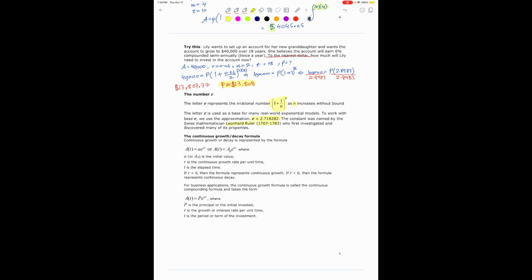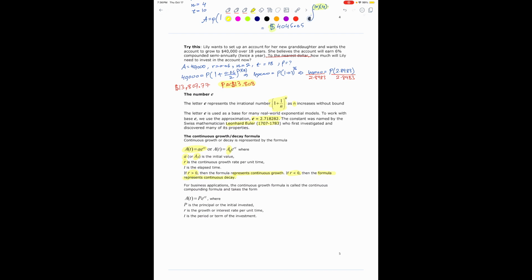The continuous growth and decay formulas. One of the applications for the Euler number is the continuous growth and decay formula. Continuous growth or decay is represented by the formula A of t equals A e to the rt, or A of t equals A naught, the initial population or initial value, e to the rt, where A naught is the initial value, r is the continuous growth rate per unit time or decay rate, and t is the elapsed time. If r is positive, the formula represents continuous growth. If r is negative, it represents continuous decay.